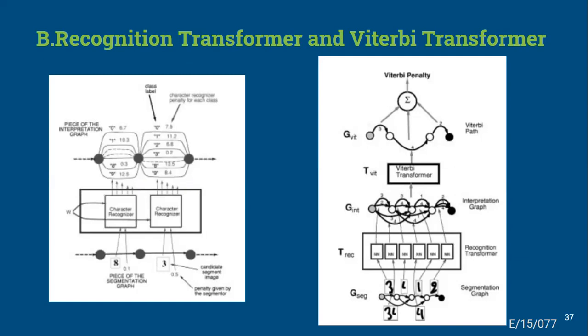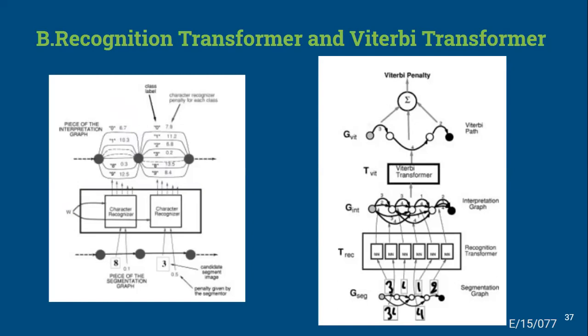The recognition transformer takes the segmentation graph as input and applies the recognizer for simple characters to the images associated with each of the arcs in the segmentation graph. So here you can see in this figure, each arc is associated with its class label, and the penalty that the image belongs to this class is produced by the recognizer.